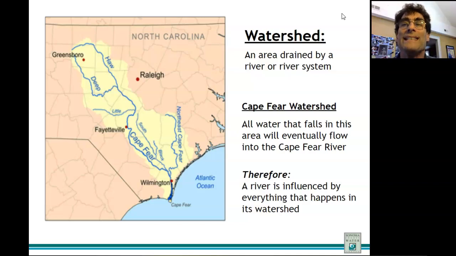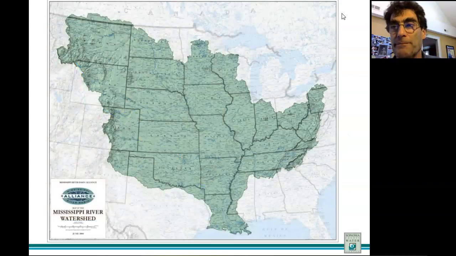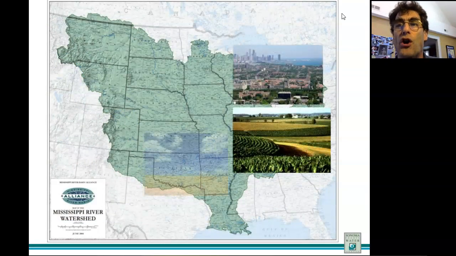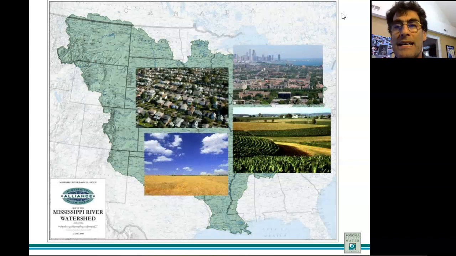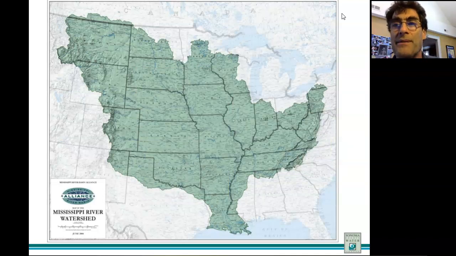So when we check the water quality of a river, we're checking the river, yes, but we're also checking the land use that is in that watershed. And some watersheds are very large. This is the Mississippi River watershed, and think of all the things that we do in that watershed. It's like a third of the country. All of that water, whole states of water. How many complete states drain into the Mississippi River?